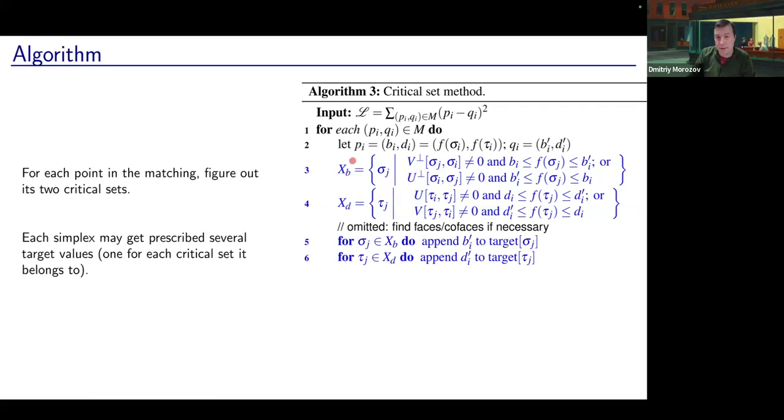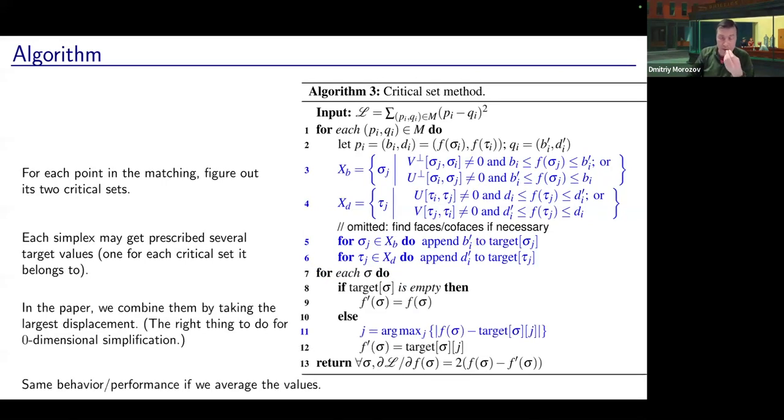And for every simplex in the critical set of the birth and the critical set of the death, we accumulate the target values that the critical set wants it to go to. Any given simplex can belong to multiple critical sets, and so it will accumulate a whole bunch of these target values. Now we have to decide where to move any given simplex, and we use a simple heuristic where the target value that is the farthest is the one that wins. So whichever critical set wants to push our value the farthest, that's what we do.